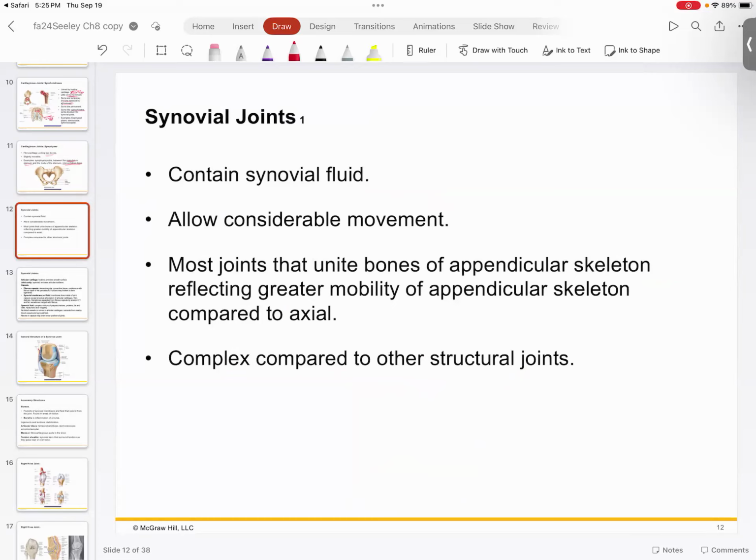Okay, so those are the fibrous joints. Then we had the cartilaginous joints, and now we have the last of the structural types, and that's the synovial joints. Now, the synovial joints are basically defined as a joint that will contain, and so are named after, the production of synovial fluid in the joint itself. And so these are joint movement. So movement is the name of the game for the synovial joints, and this is their primary function.